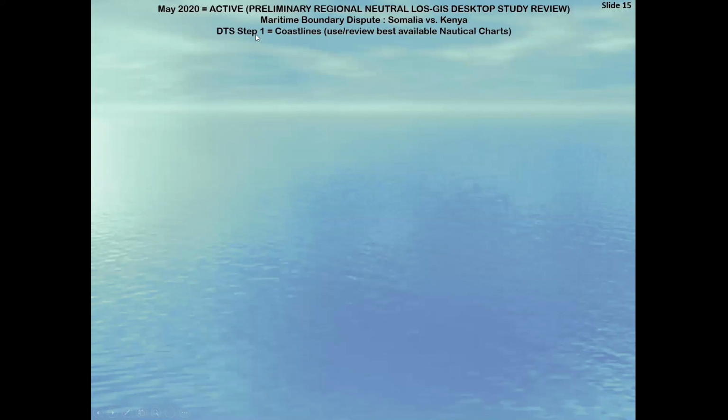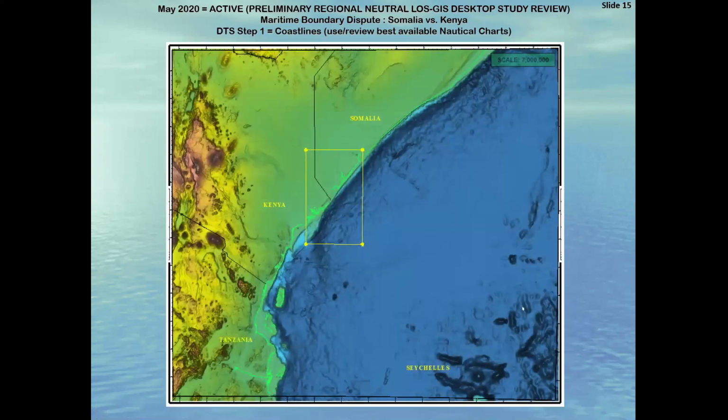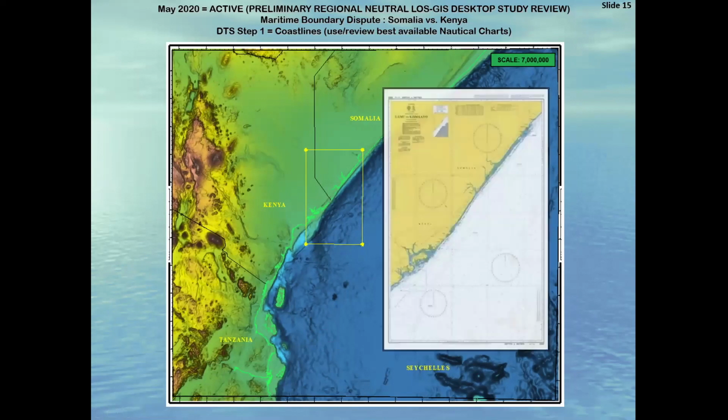Desktop study step 2, coastlines. Use and review the best available nautical charts. Now the UN guidelines are very specific in this. They tell everyone this is your starting point. So here is a current UKHO Admiralty chart. 350,000 scale is quite small scale. It was published in 1997.